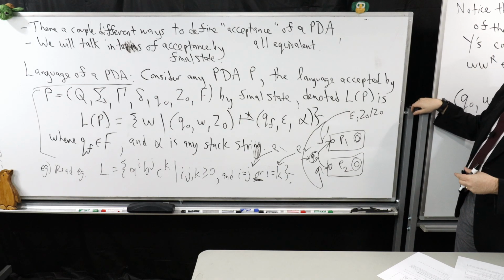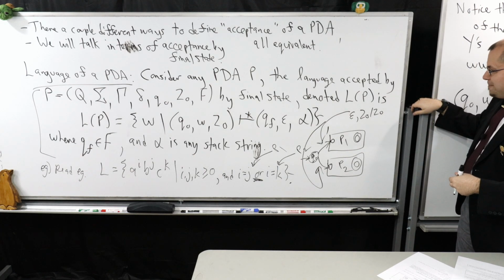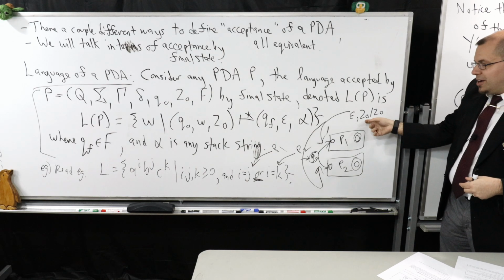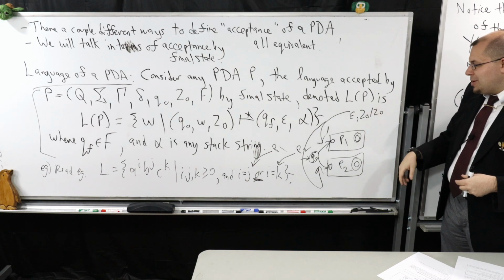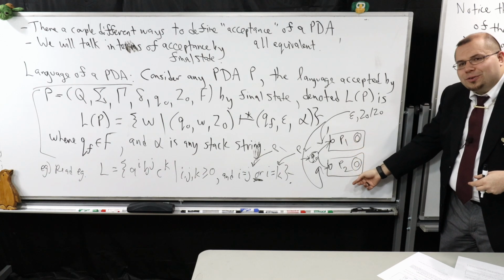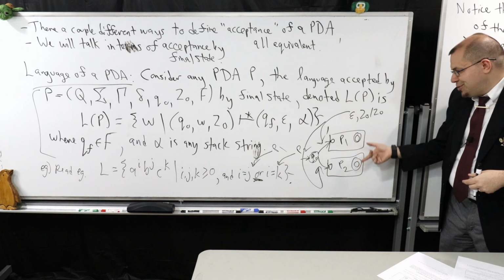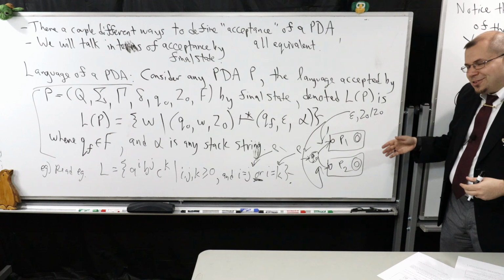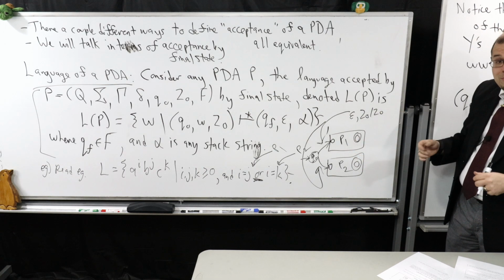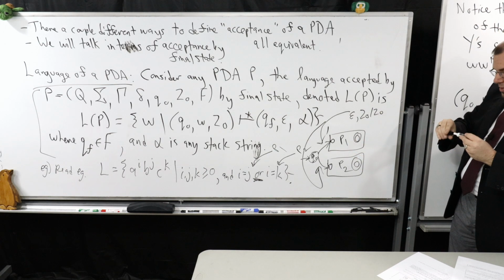So what you could do is make epsilon moves from each one, and you just don't push anything onto the stack or anything. You just let the PDAs take care of all the work. So you design two simpler ones, and then you can put them together using epsilon moves to make a more complicated one. I'll ask you to take a look at that in the notes.